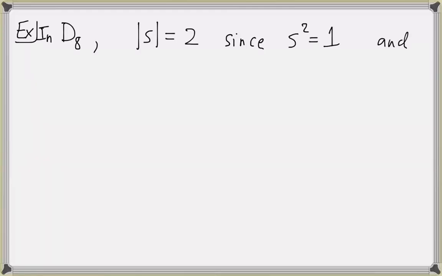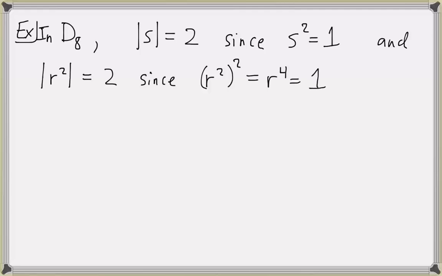There's another element that has order 2 in D8. R squared would be the rotation of the square 180 degrees. So if you apply this rotation twice, that will leave the square unchanged. So the order of r squared is 2. Because if we apply r squared twice, so r squared composed with r squared, you get r to the 4th, which is the identity. So in D8, there are 2 elements with order 2.